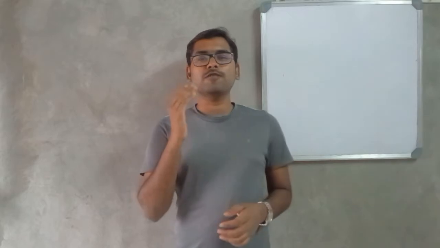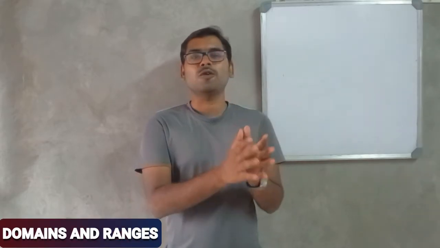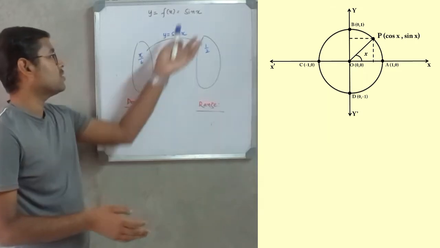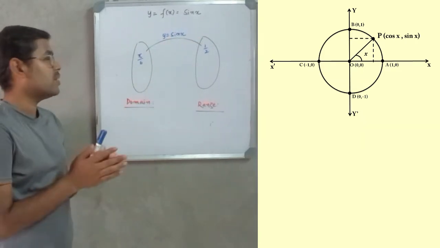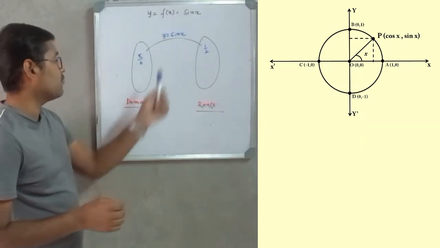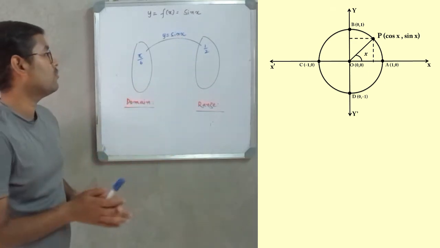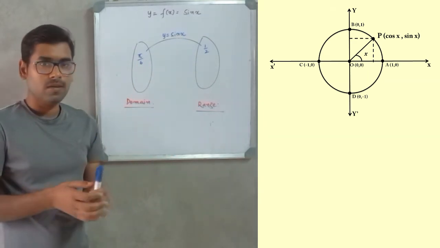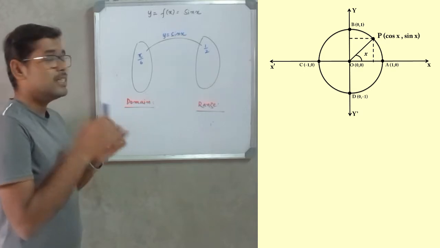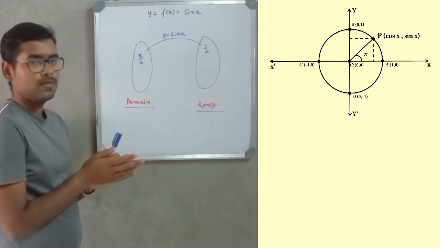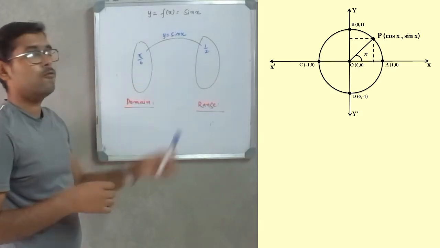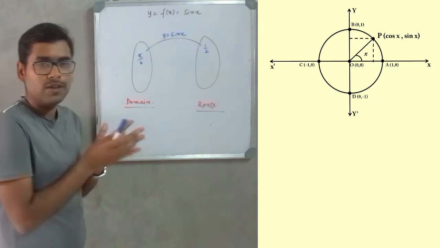Guys, now in the second part of this video, let us discuss the domains and ranges of these trigonometric functions. Guys, let us start with sin x. The domain of sin x is set of all the values that I can fill in the place of x for which the function sin x is defined. I'll say it again. Domain is set of all the values that I can fill in the place of x for which the function sin x is defined.